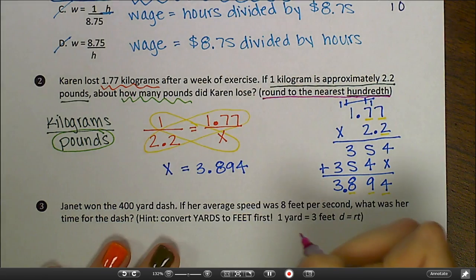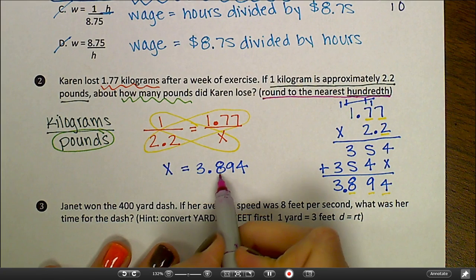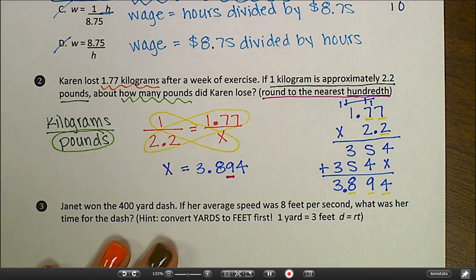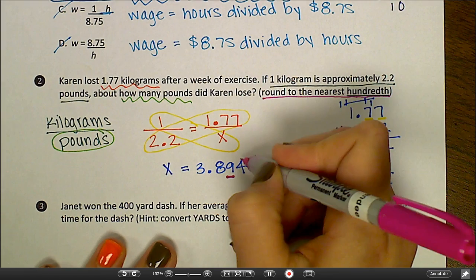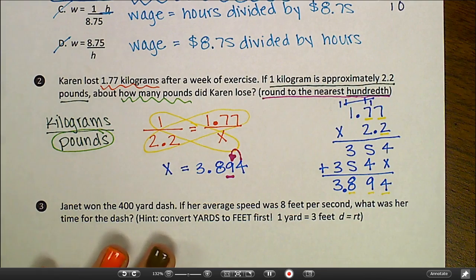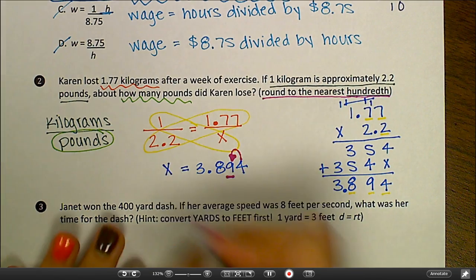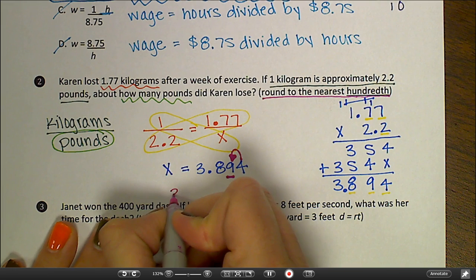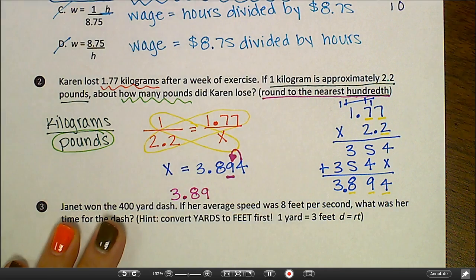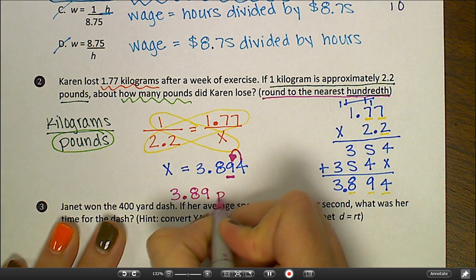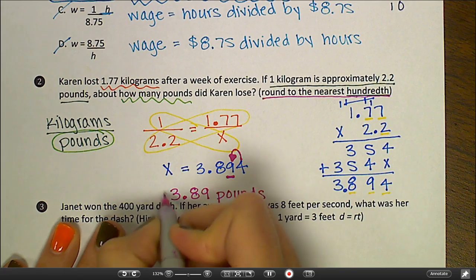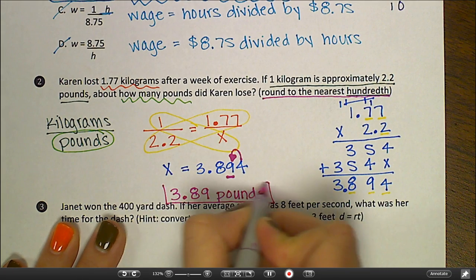So first I need to identify my hundredths place. This is tenths, this is hundredths. So this is going to be the last digit in my answer. I need to look to its neighbor. The 4 tells me to round down. So my answer is 3 and 89 what? Okay, we need to label our answer. So 3 and 89 hundredths of a pound.